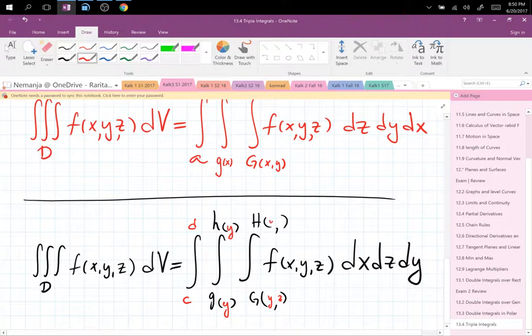Is there any difference between y and z and then z and y? No, they're all independent of each other. So you can write it yz or zy. We usually, right?